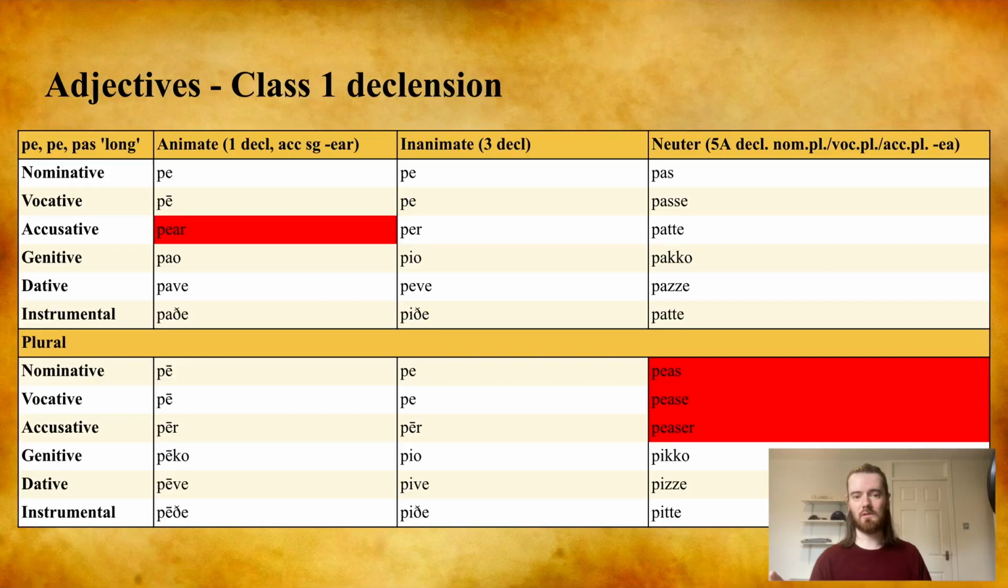Our paradigm example for class 1 adjectives is pepe pas, which means long. The only forms that differ are those which are highlighted. Let's now have a look at some examples.